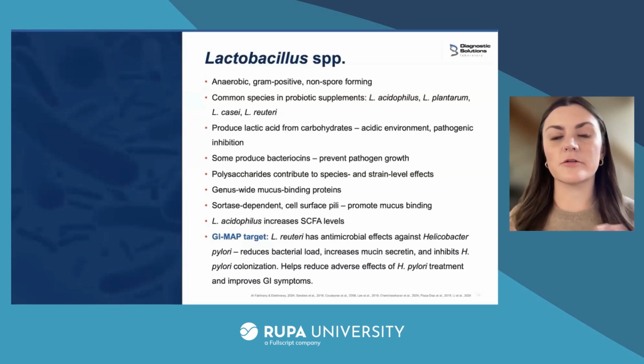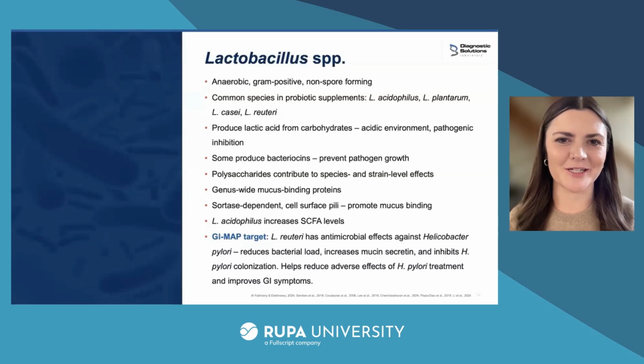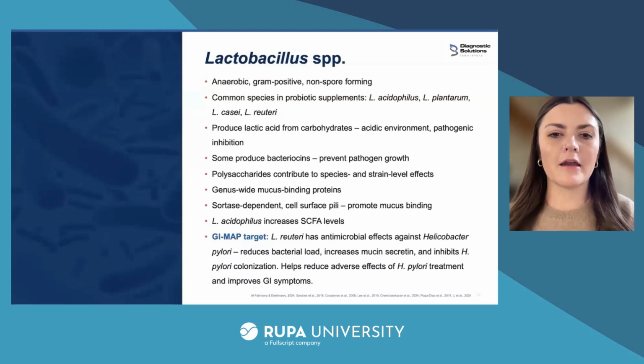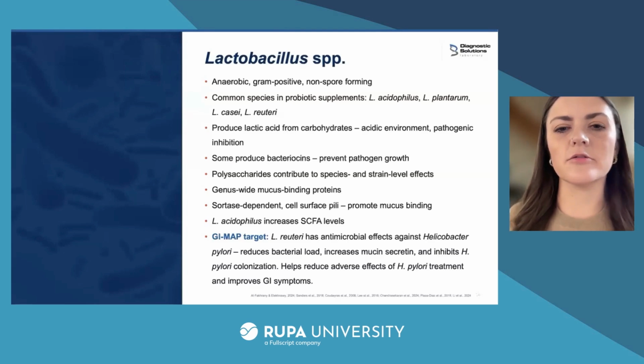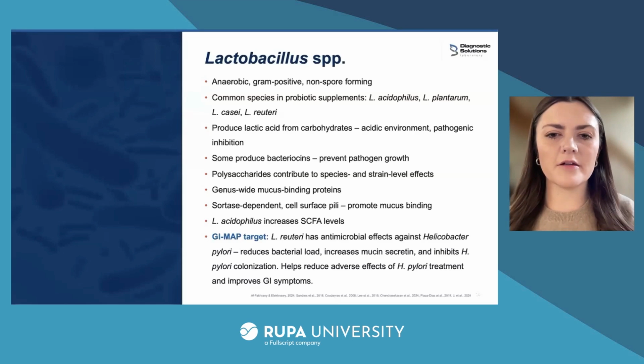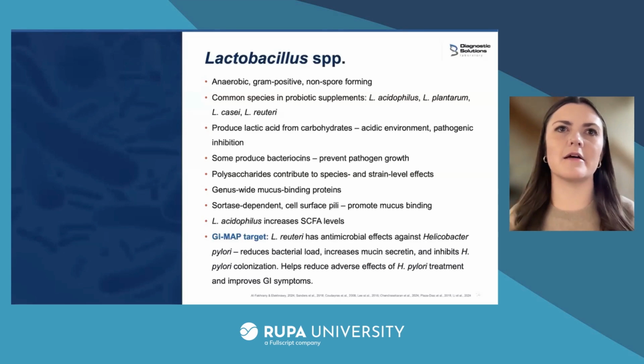This helps to create a more acidic environment, which is helpful for pathogen inhibition. Some lactobacillus can produce bacterial metabolites, so things like bacteriocins, which help to prevent pathogen growth. At a genus level, they do possess mucus binding proteins. And then they also can produce cell surface pili. And there can be differences there at the species level that help to promote mucus binding.